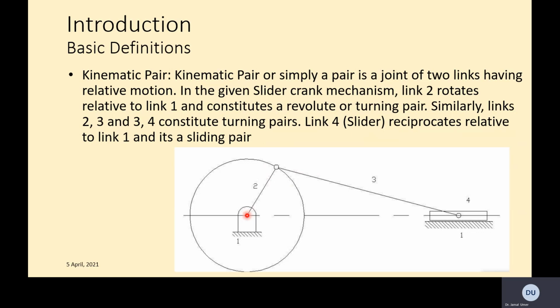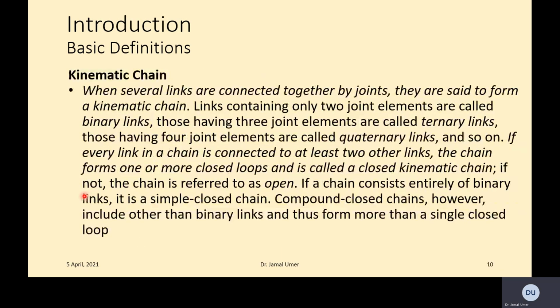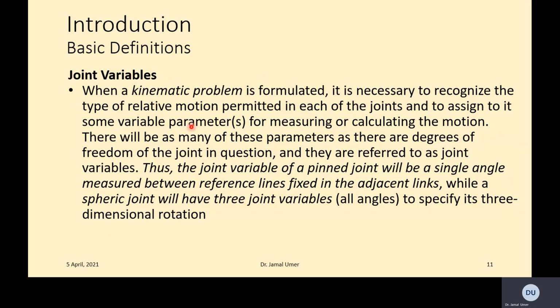So when you're doing analysis, you draw a schematic diagram. What is a simplified schematic diagram? You have links, you have joints, everything. The next step would be to identify what relative motion you have at each joint. So what is the relative motion at this joint, at this joint, at this joint? Then the joint between 4 and 1, because it's sliding, is called a sliding pair basically. And then we have to assign the variable parameters for that particular joint.